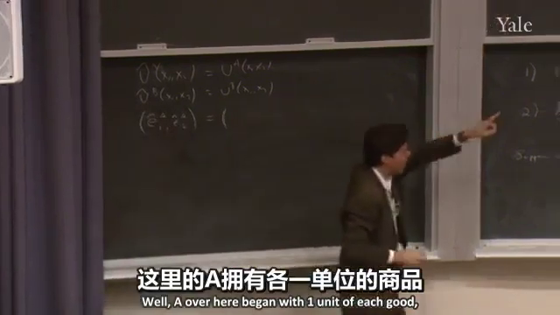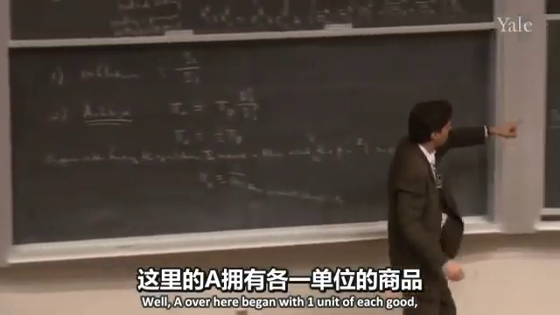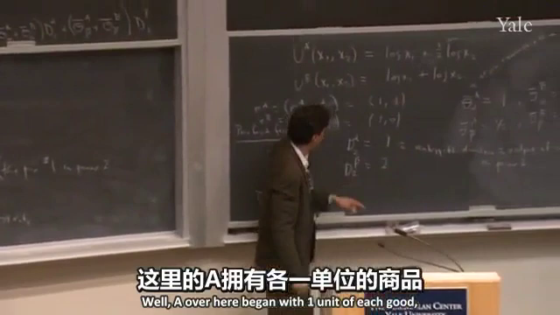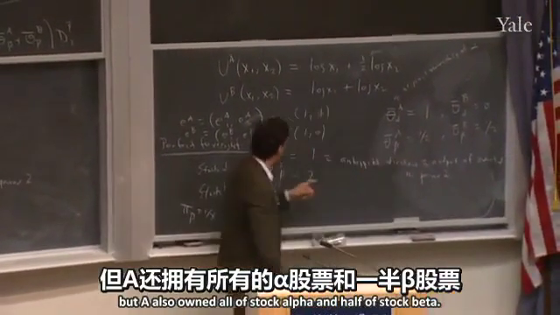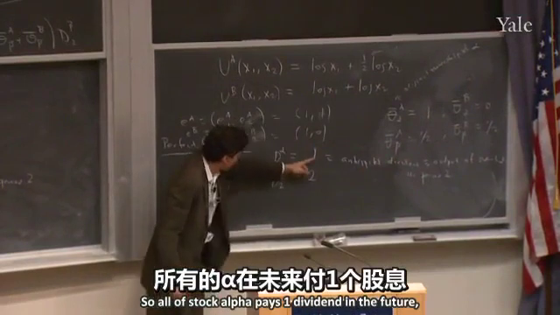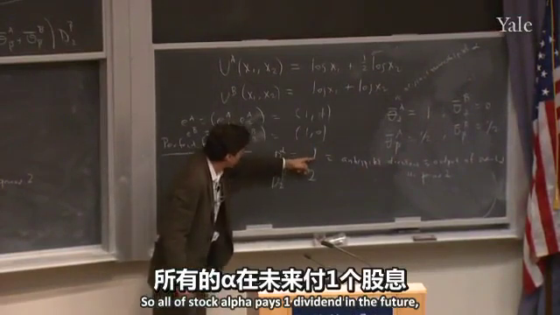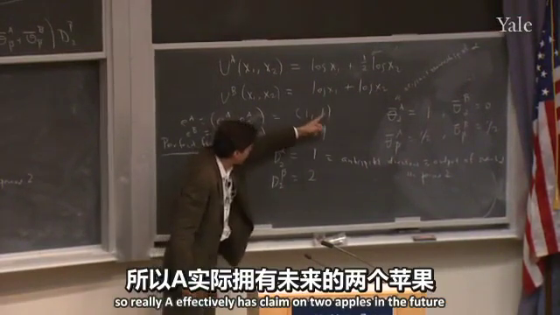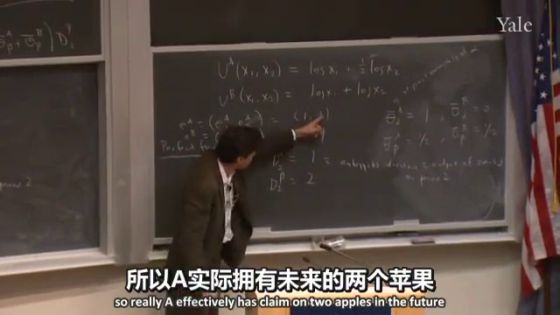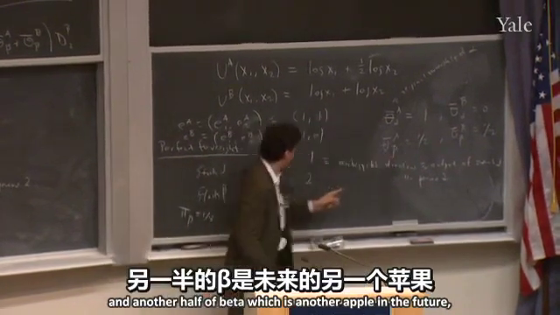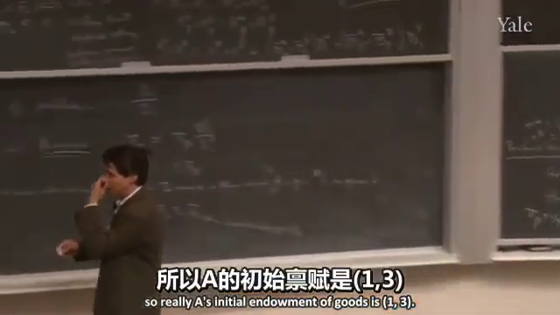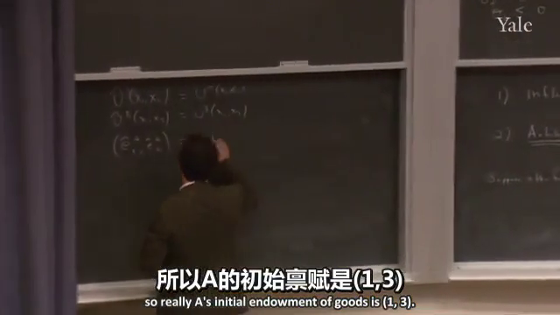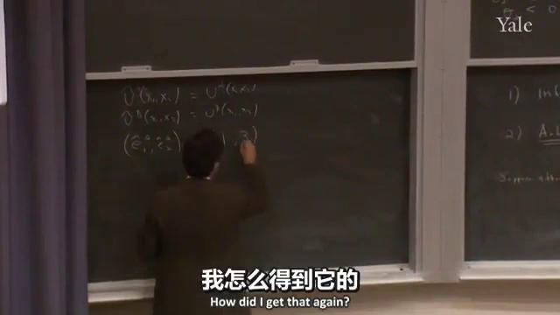Well, A over here began with 1 unit of each good. But A also owned all of stock alpha and half of stock beta. So all of stock alpha pays 1 dividend in the future. So really, A effectively has claim on 2 apples in the future, and another half of beta, which is another apple in the future. So really, A's initial endowment of goods is 1-3.